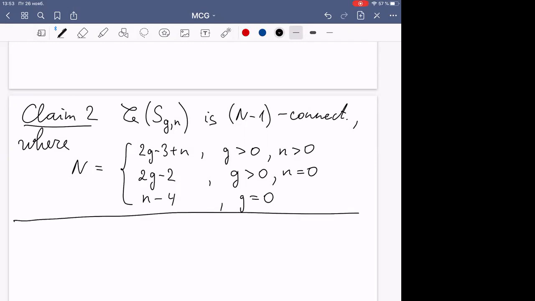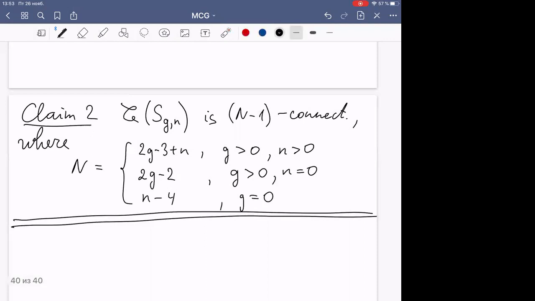Okay, first of all, before proving this, let us say that sometimes our claim is nonsense. For instance, for S_{0,2}, n minus 4 becomes minus 2, so it is complete nonsense. But I would like to say that -1 connected is not nonsense. For -1 connected, it is convenient to understand that it is non-empty.